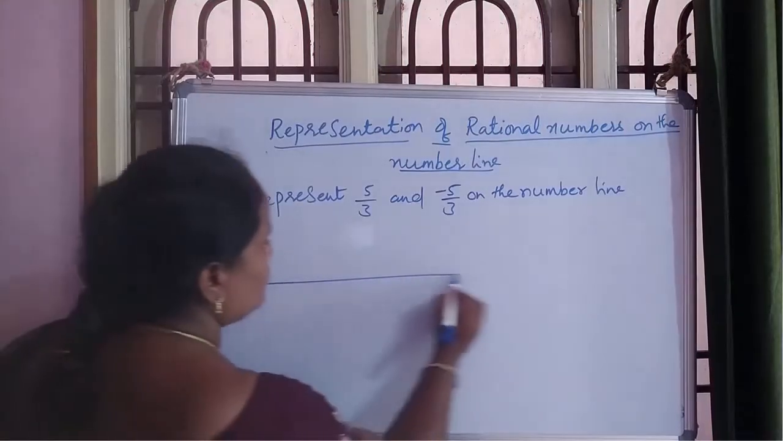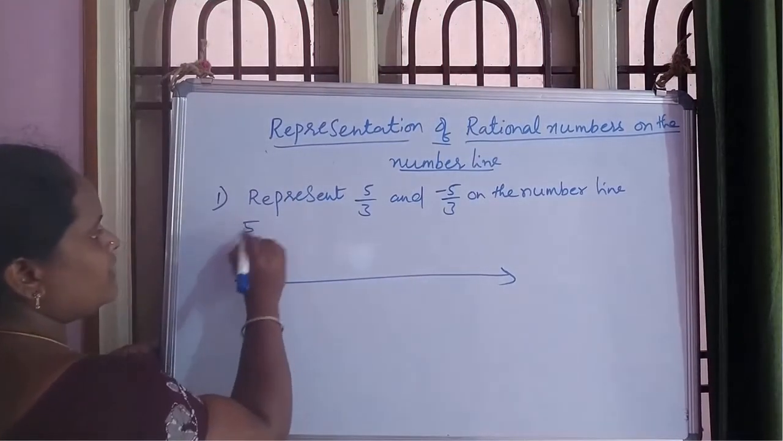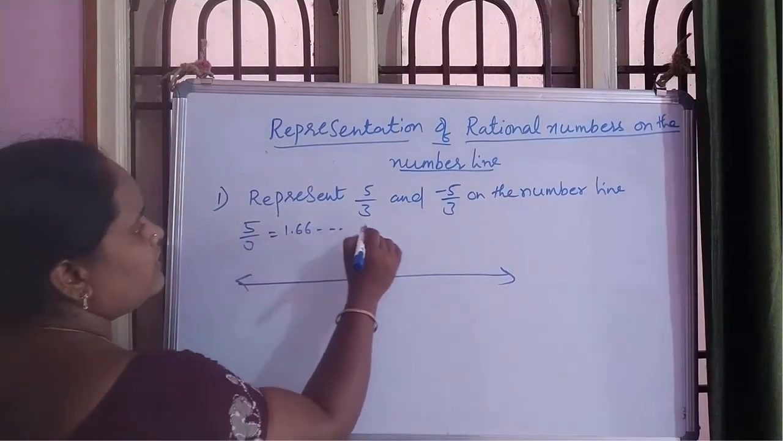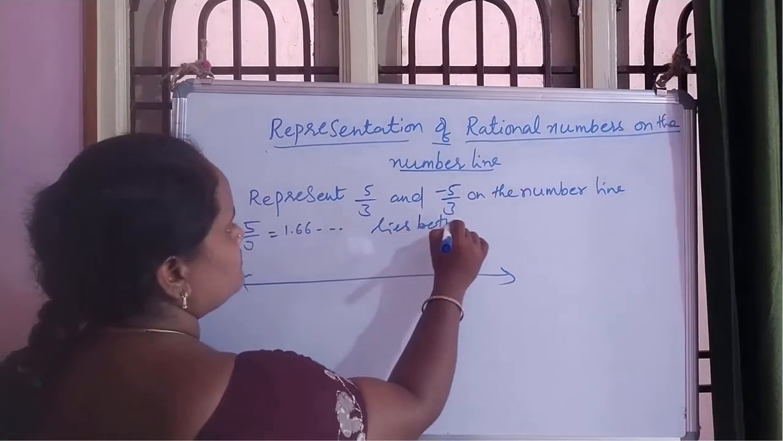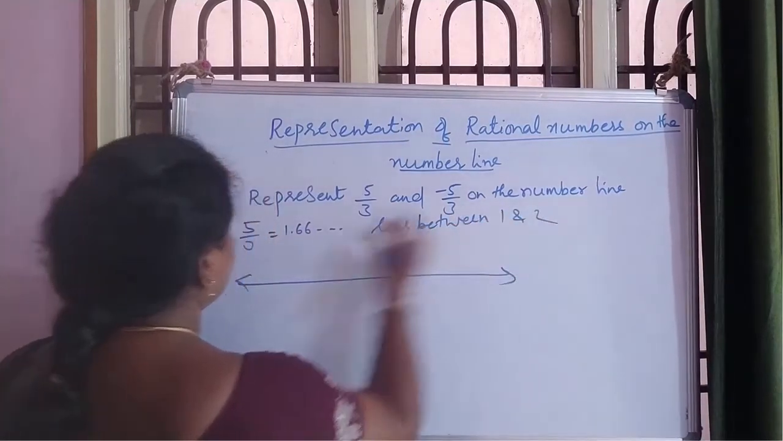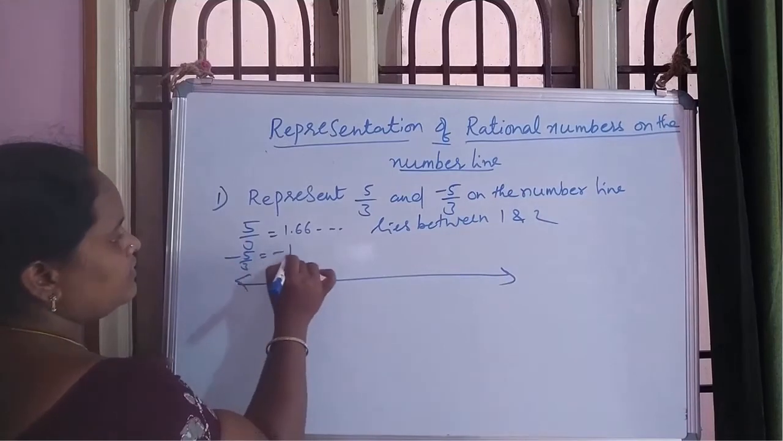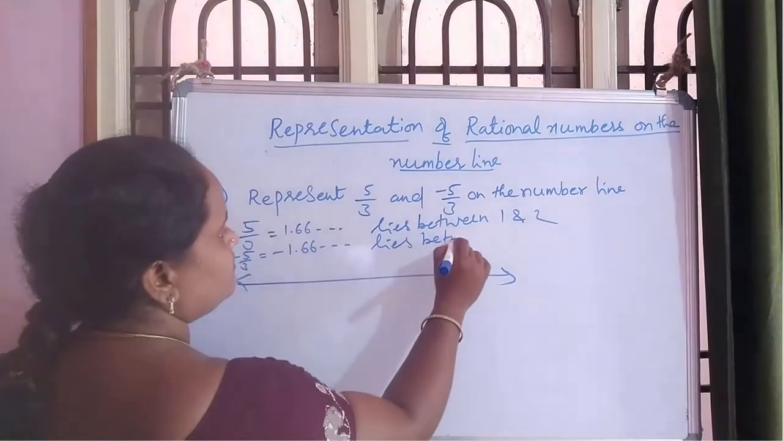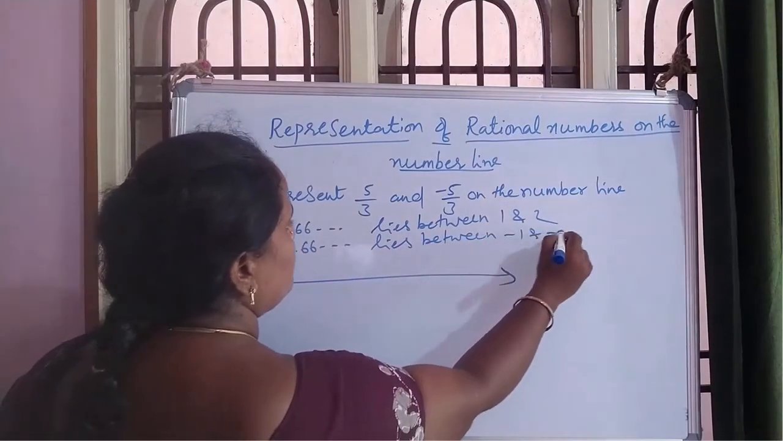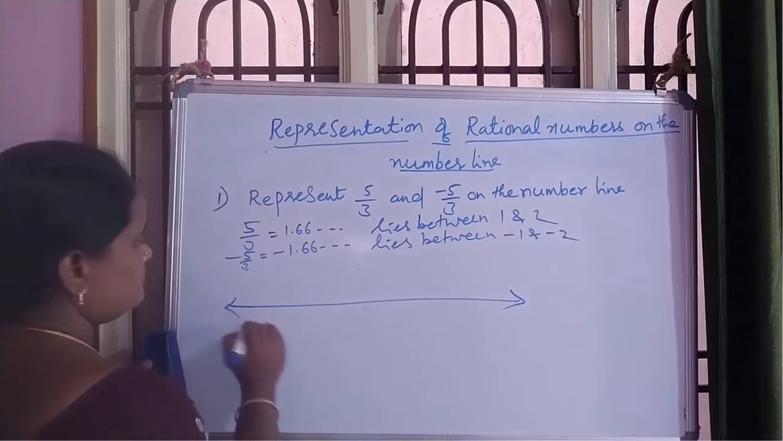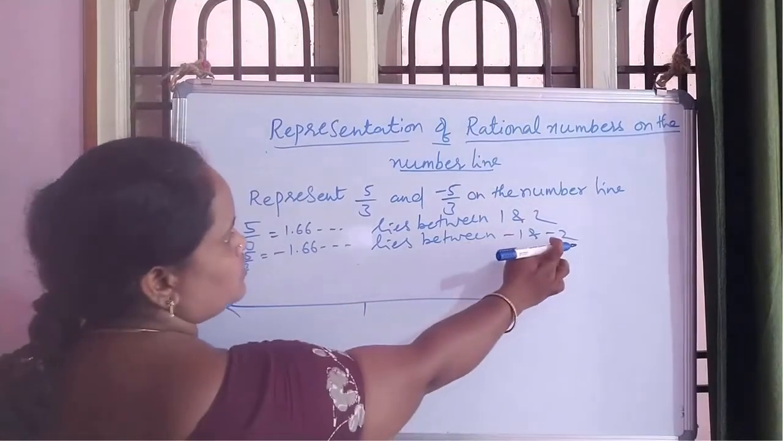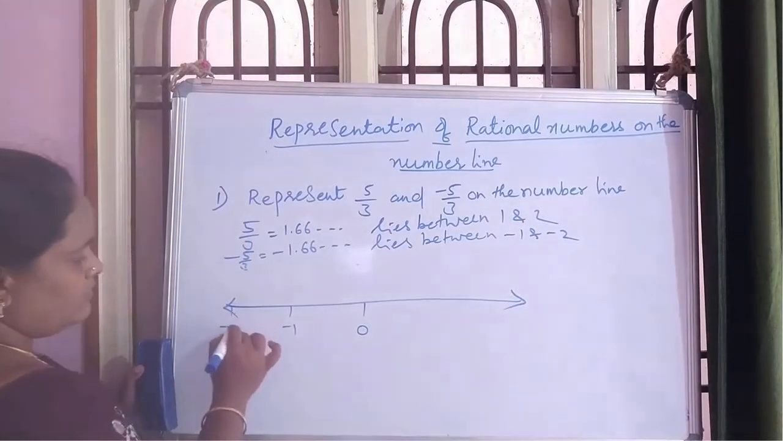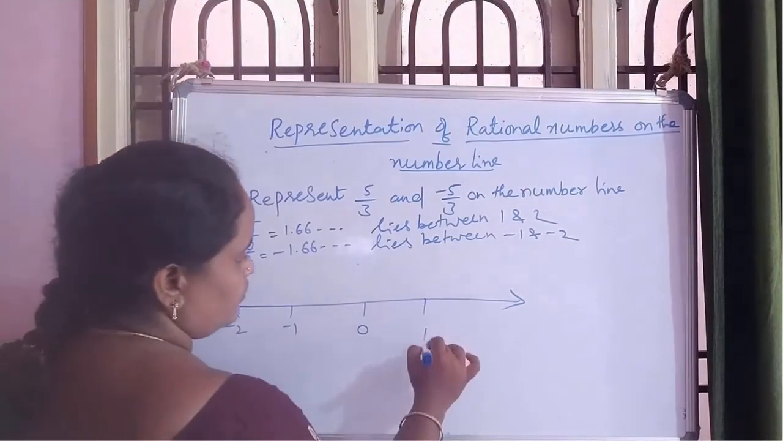There is one more way to represent. Here also we find the decimal value of 5 by 3, that is 1.66 and so on. It lies between 1 and 2. Similarly, minus 5 by 3 is equal to minus 1.6 and so on. It lies between minus 1 and minus 2. We draw a number line. In the middle we need to have minus 2 to 2. So 0, on the left side minus 1, minus 2, on the right side 1, 2.